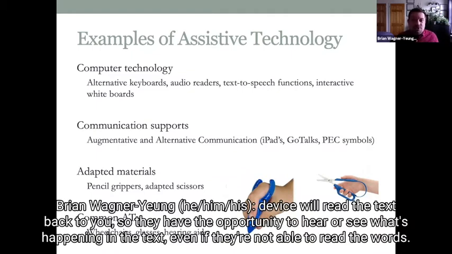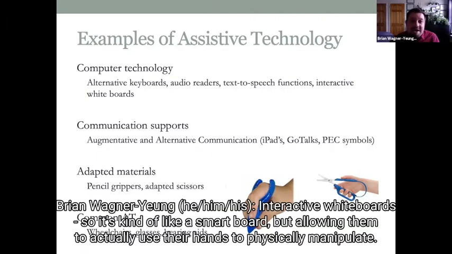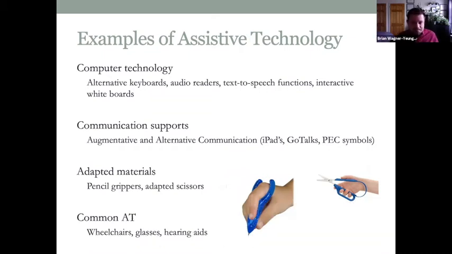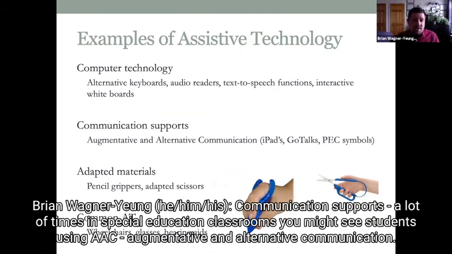So they have the opportunity to hear or see what's happening in the text, even if they're not able to read the words. Interactive whiteboards. So it's kind of like a smartboard, but allowing them to actually use their hands to physically manipulate. Communication supports. A lot of times in special education classrooms, you might see students using AAC, augmentative and alternative communication.